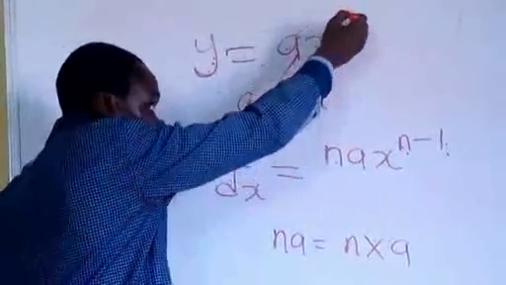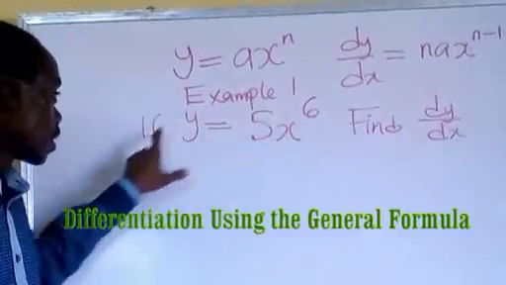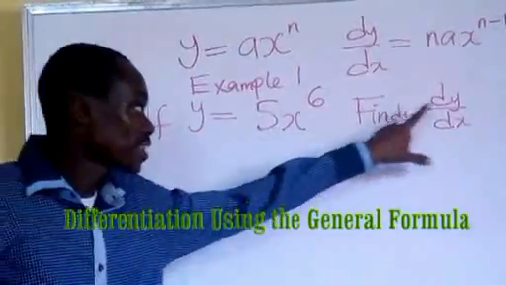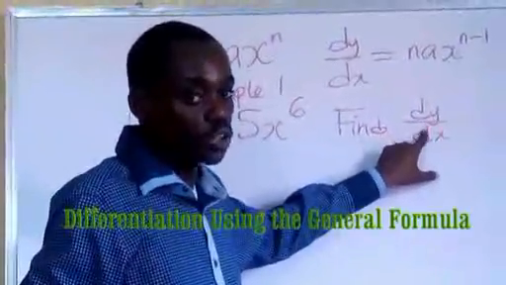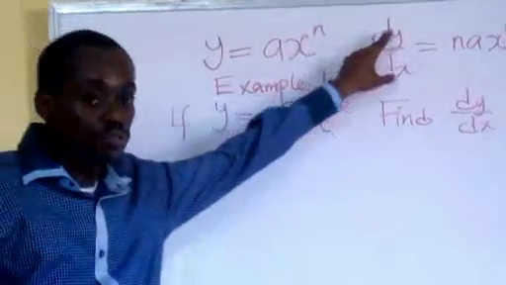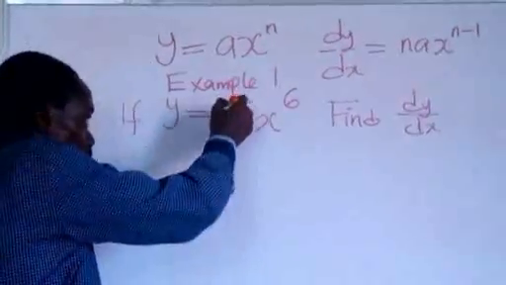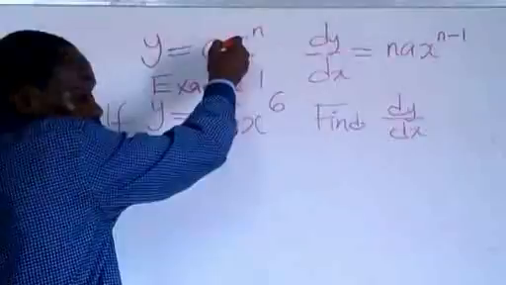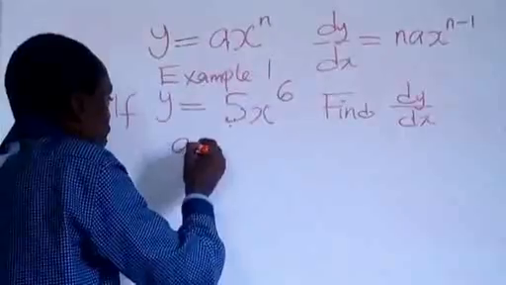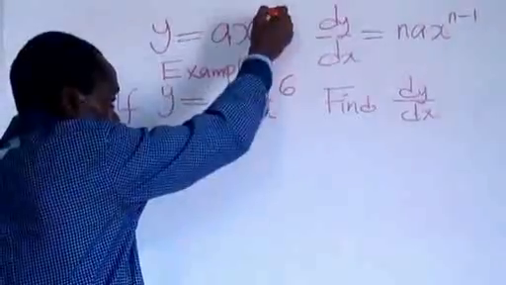So we are going to take an example right now. In example 1, if y is equal to 5x^6, find dy/dx, or find the gradient function. This is our general function here, and this is the formula for finding dy/dx. So we are going to compare these two functions, the general form and the question we have at hand. Looking at both of them, we discover that our a is equal to 5. Your n is 6.